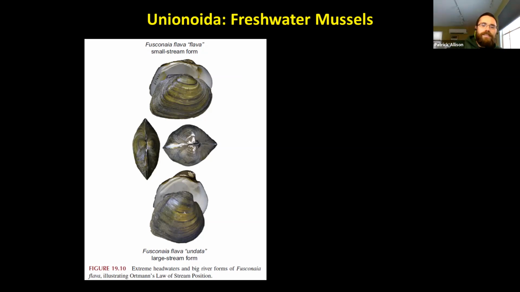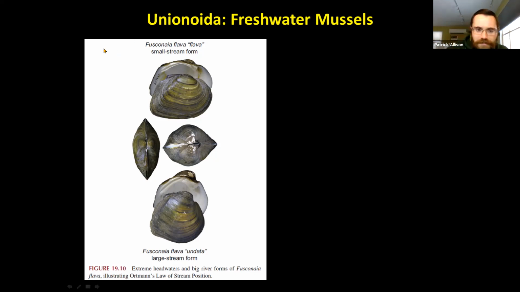So when we look at this example here, we look at a Fusconaia flava, and we're looking at two different forms. The first form, the top one right here, and then this side picture right here, this is going to be the small stream form. So this is a freshwater mussel that is going to be living in the smaller headwater streams that you'd be finding in the watershed. Now, these streams are going to have lower levels of water. And because of that, you don't want to be very big and bulky, where if the water levels drop, now suddenly you're exposed and outside of the water.